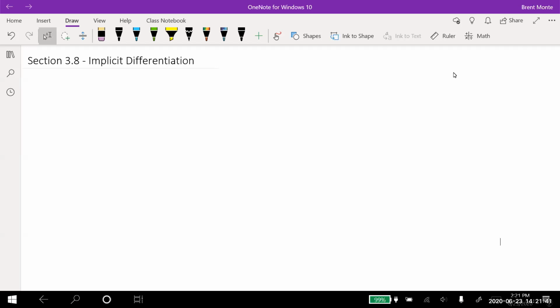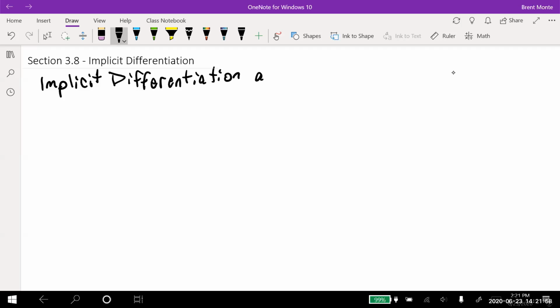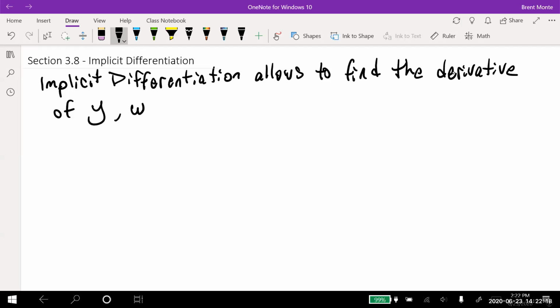Everybody, today we're jumping into section 3.3, implicit differentiation. And implicit differentiation allows us to find the derivative of y when we can't solve for y.